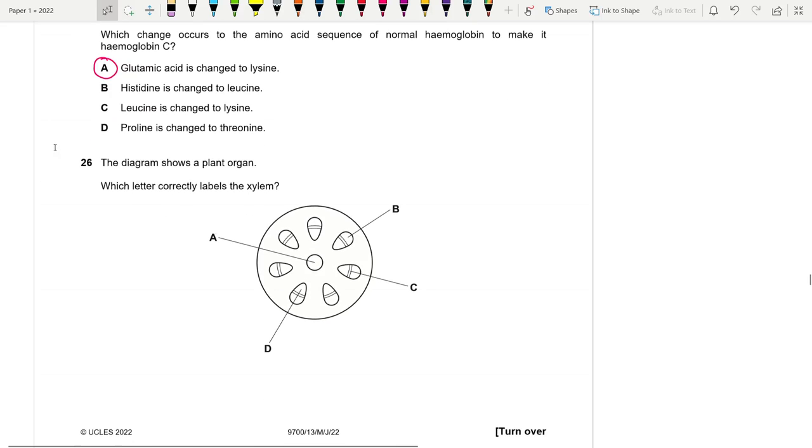The diagram shows a plant organ. Which letter correctly labels the xylem? So this is the stem, basically. So the answer is D. Remember, in the stem, for a dicot, the xylem is actually towards the center.